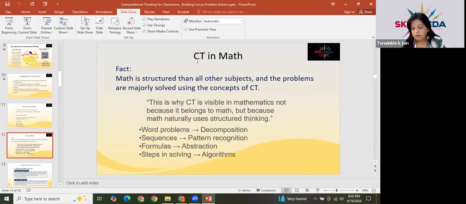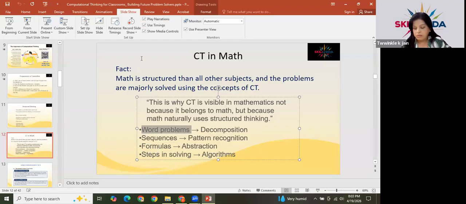So how is computational thinking present in math? As I already stated, since math is more structured than all other subjects, all the problems are majorly concerned with maths, so we are using all the CT concepts based on mathematics topics. Moreover, look at these word problems, sequences, formulas, steps in solving, everything is based on mathematics. And this word problem can be easily solved using the concept of decomposition.